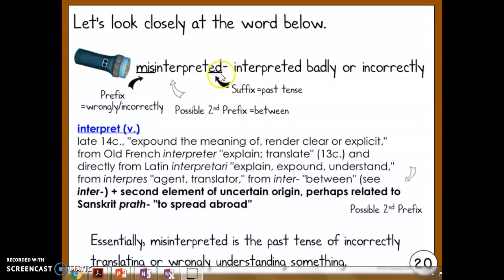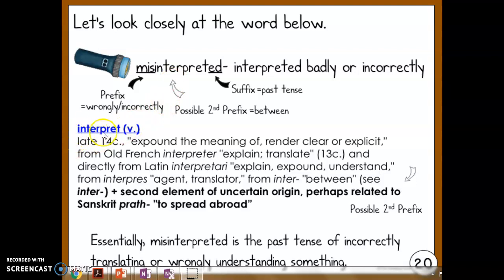Anytime you see the suffix ed, that is a suffix that means past tense. Anytime that's on the end of a word, that means that that word is being talked about in the past. Now, inside this word is a possible second prefix, which is inter. So this is a possible second prefix, which means between something. So we have to consider that when we are trying to break this word apart.